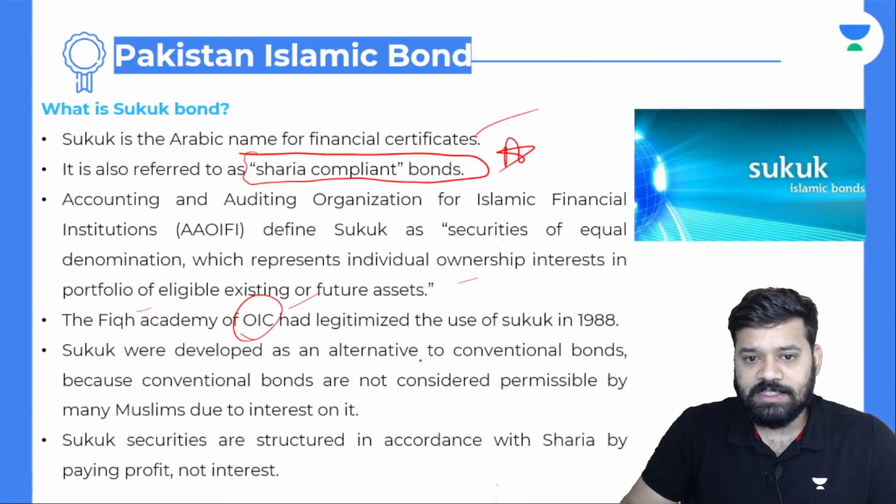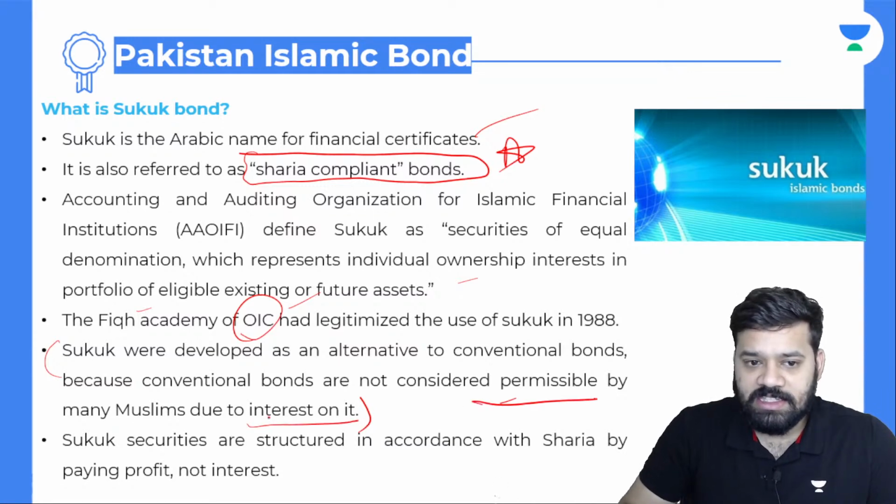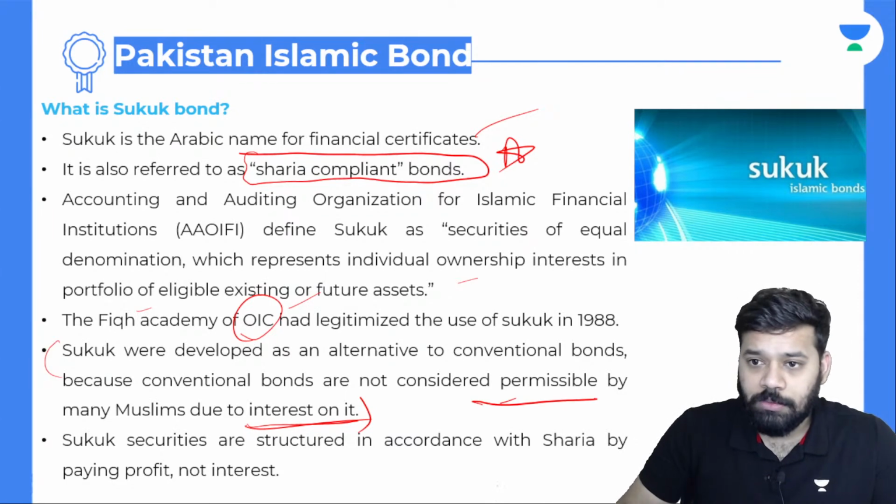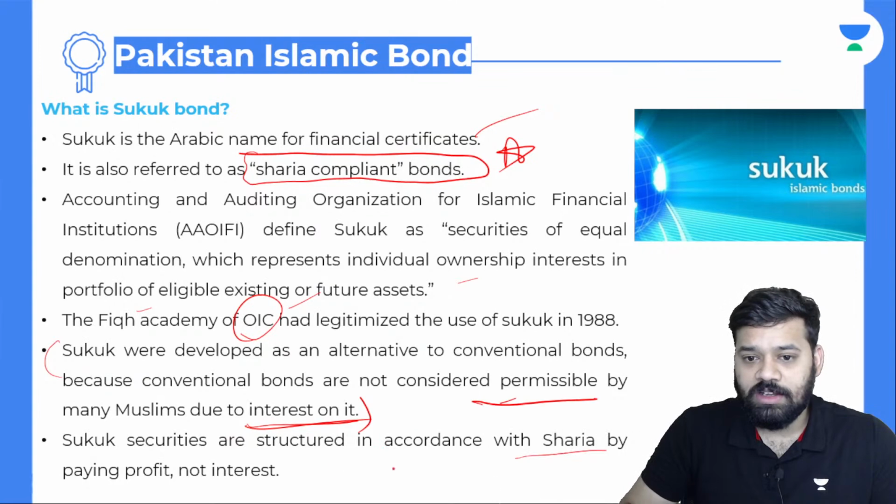Sukuk were developed as an alternative to conventional bonds because conventional bonds are not considered permissible by many Muslims due to interest on them. I have already told you, if there is interest, then that is against Islam. This is what I know. If you know more about this, please do let me know in the comment box below. Sukuk securities are structured in accordance with the Sharia by paying profit, not interest.